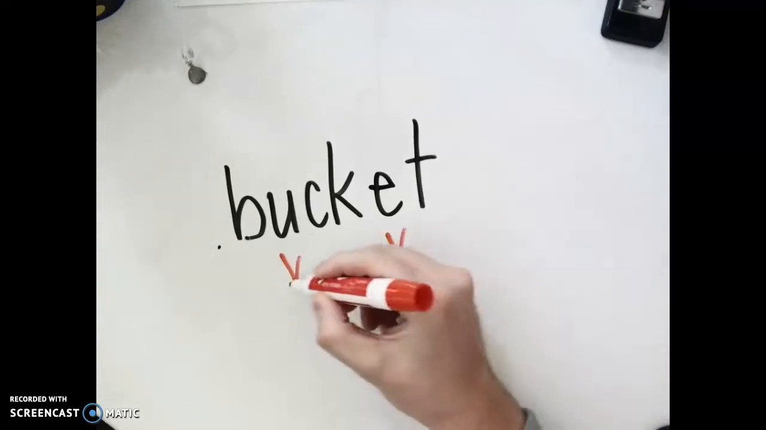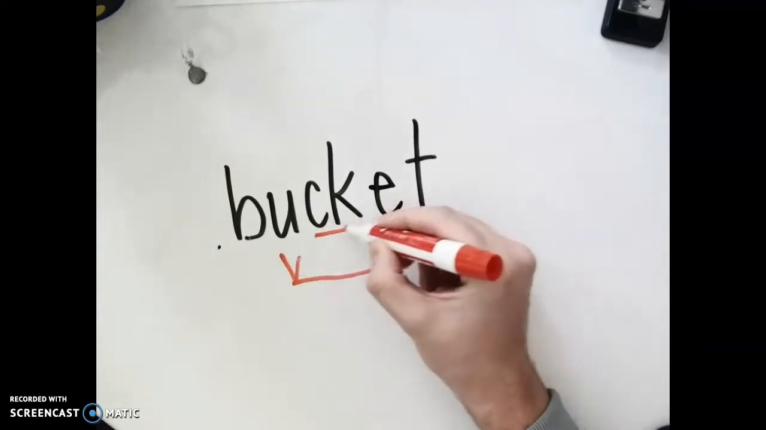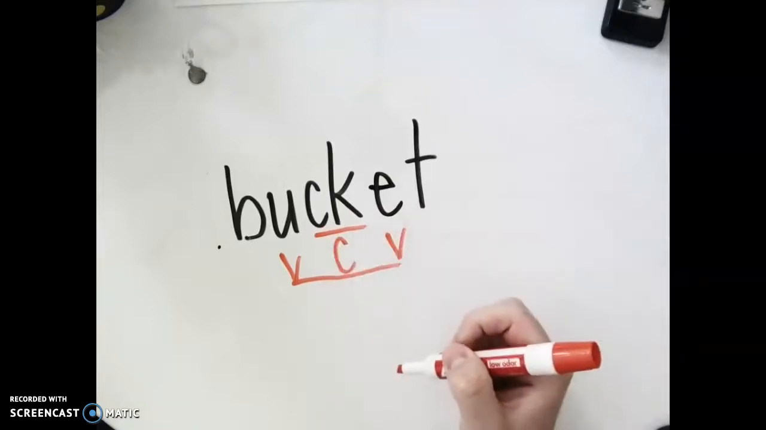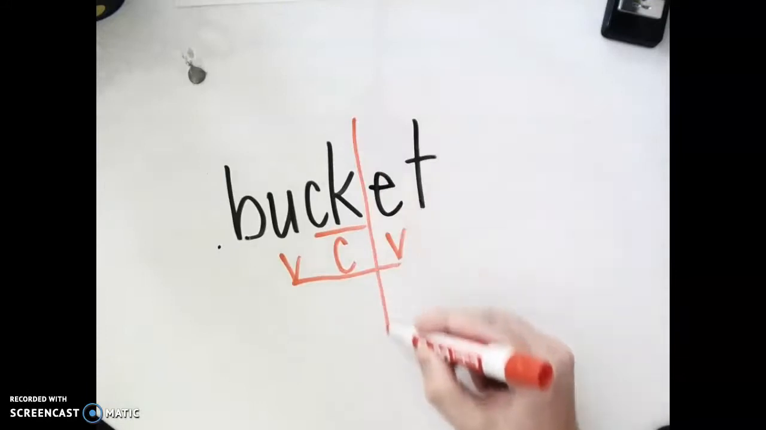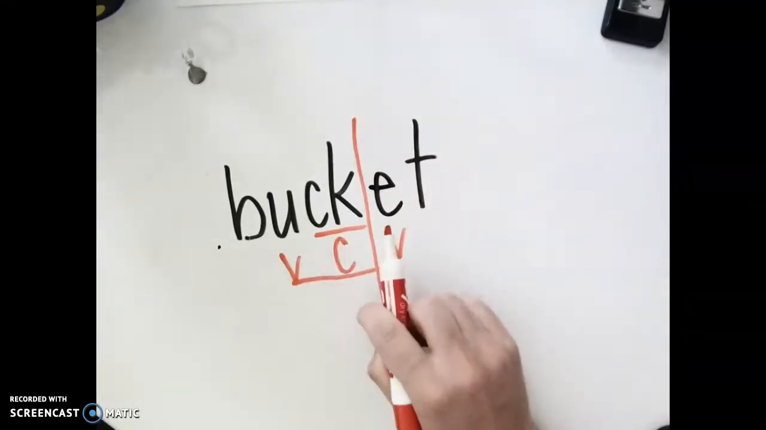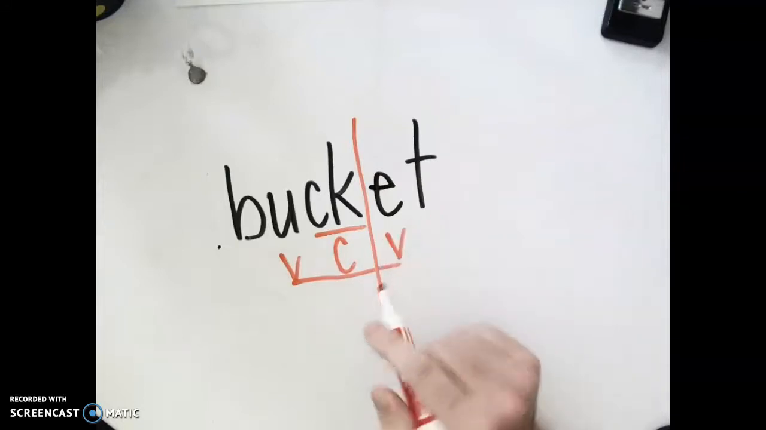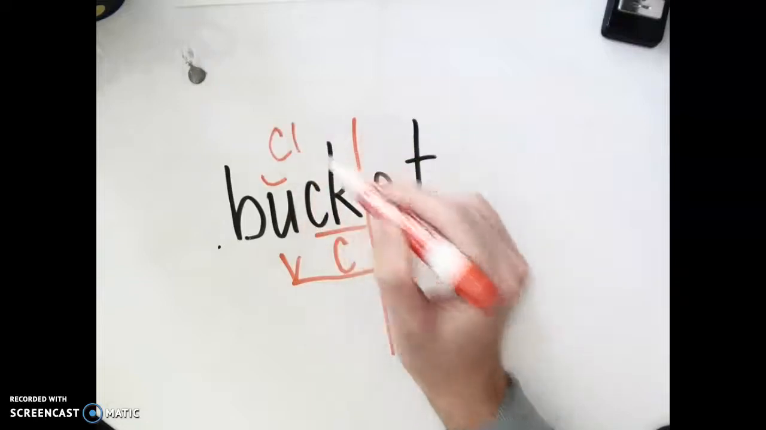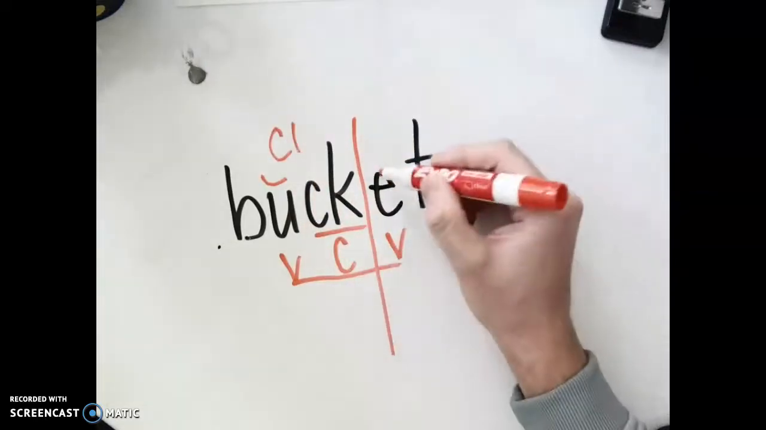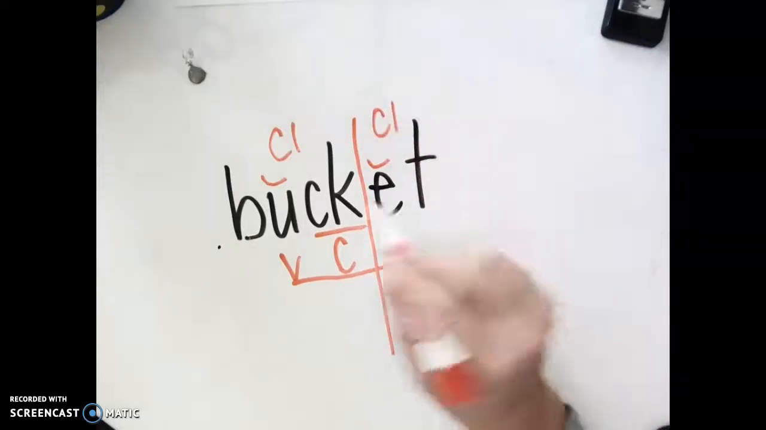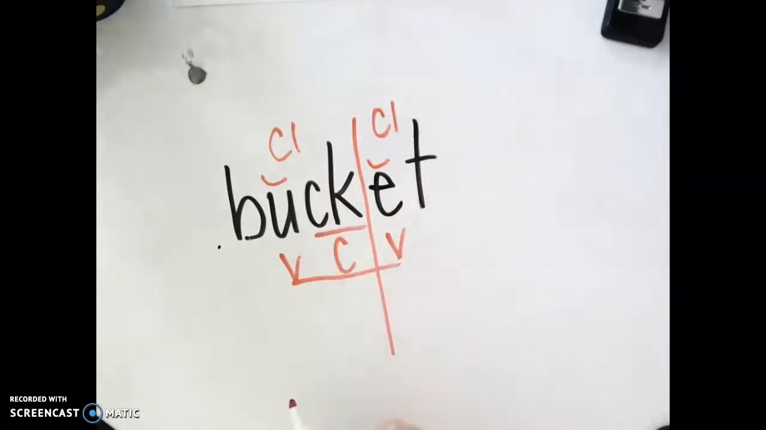Vowel, vowel, bridge. Remember, CK says one sound, so it's one consonant. Draw my line after. My first syllable is buck. Second syllable, et, just like we wrote. Short U here makes this a closed syllable. Short E here says eh. This is a closed syllable. Closed, closed.